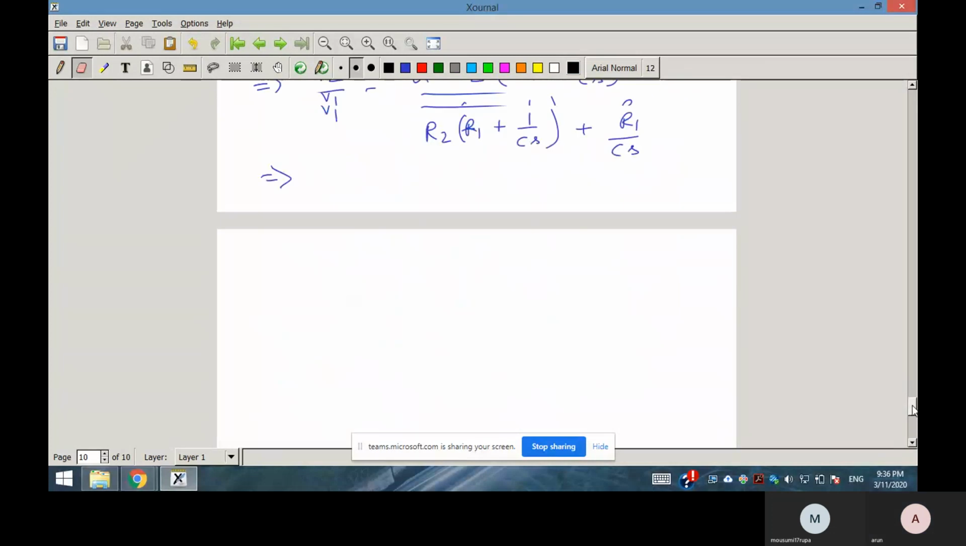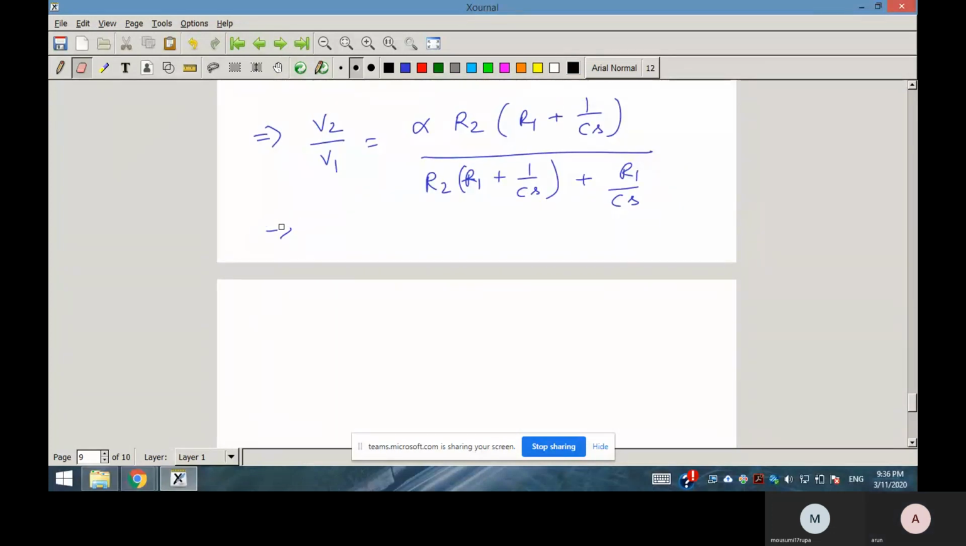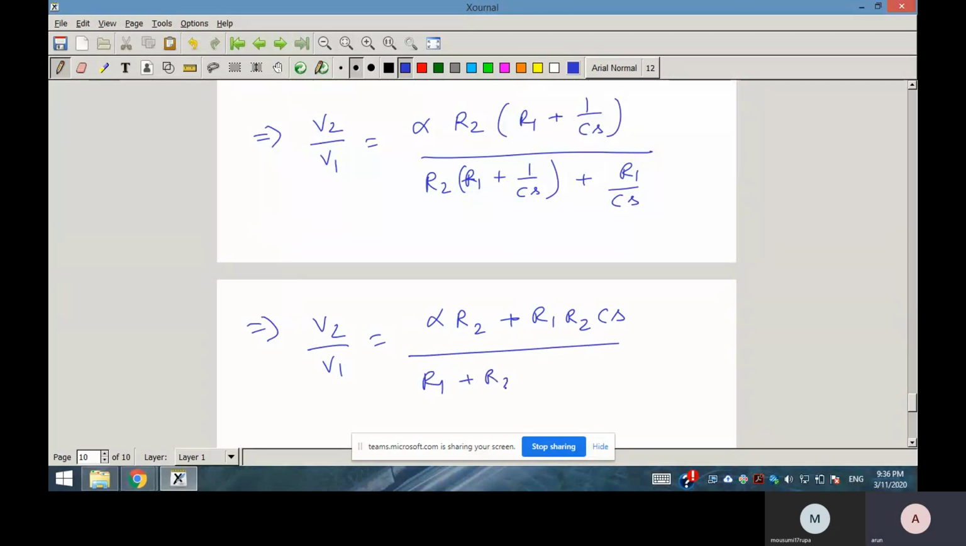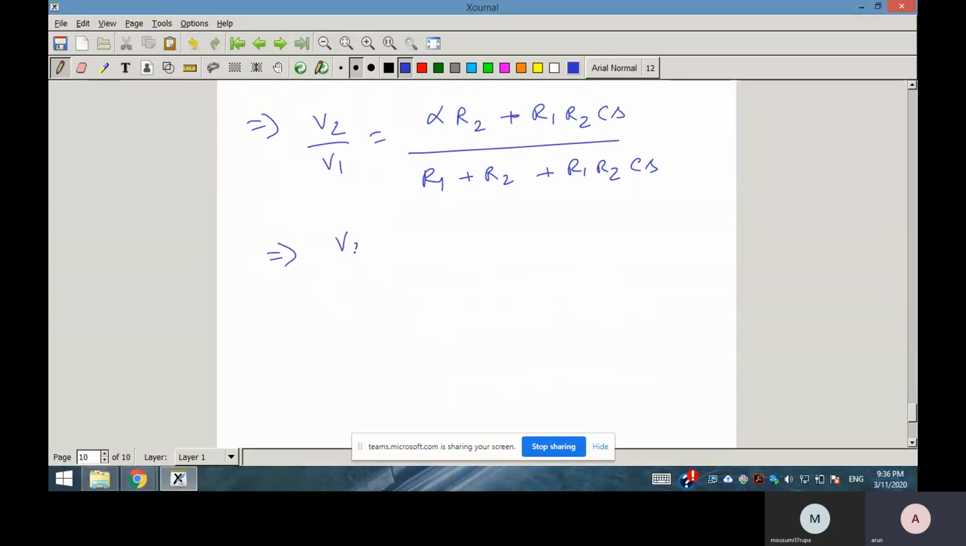So this will imply V2 by V1 is equal to alpha into R2 plus R1 R2 S. I have multiplied R1 R2 into CS. And this one will be R1 plus R2 plus R1 R2 CS. So this you can further simplify like this, V2 by V1.